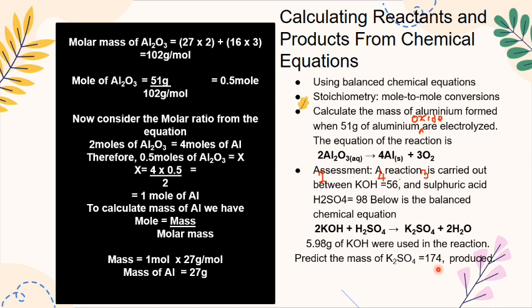5.9 grams of KOH were used in the reaction. Predict the mass of potassium sulfate produced. They've given you the molar mass of potassium sulfate to be 174. Okay, so please try this and see how far you can go. What you are expected to do is to calculate the mass of potassium sulfate produced. So this particular compound we have here, that's what they want you to calculate. First, always remember to check the mole ratio in the chemical equation.